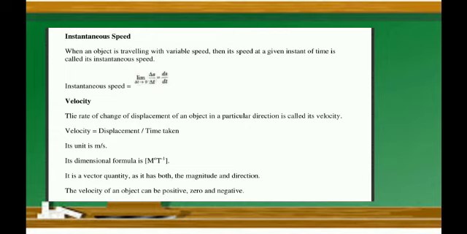Velocity: rate of change of displacement of an object in a particular direction is called velocity. Velocity is equal to displacement by time taken. Its unit is again meter per second. The dimensional formula is M naught L T inverse. It is a vector quantity. It has both magnitude and direction. Velocity of an object can be zero or negative.